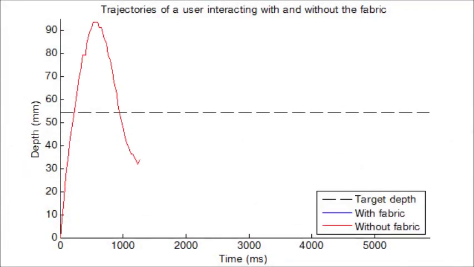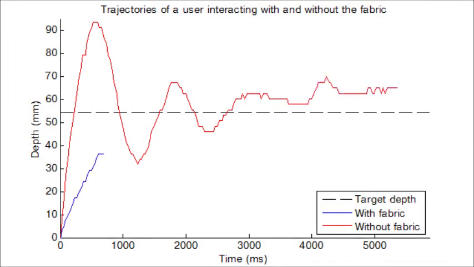This is a graph of the trajectories for a single target depth for typical users. The interaction without the fabric is shown in red, and with the fabric in blue. The performance of interaction was analyzed using 3 different measures.